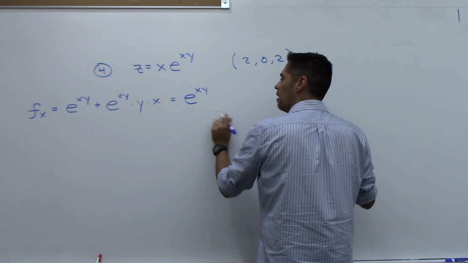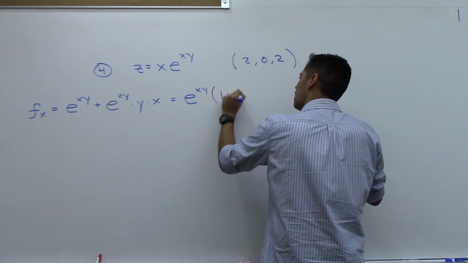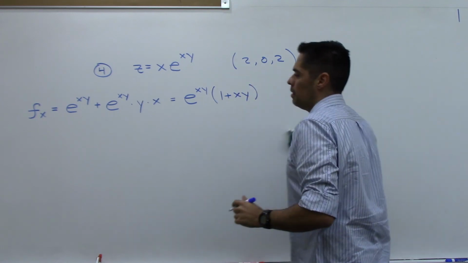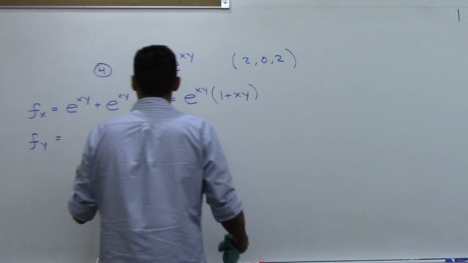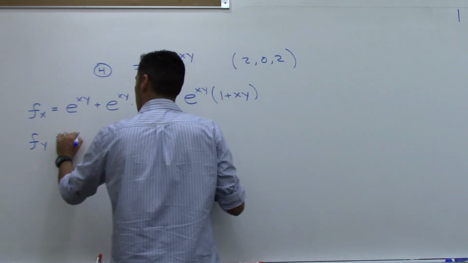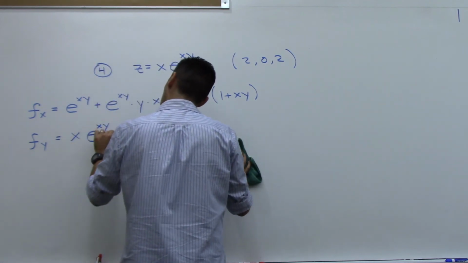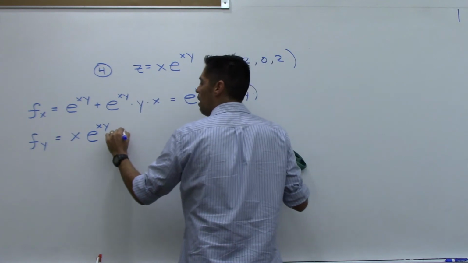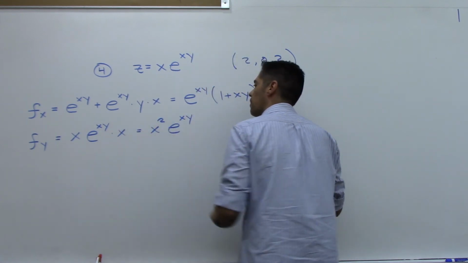Since they both have those, I'm going to factor one out. Be left with 1 plus xy. Now I'm going to do partial with respect to y. This time I don't need a product rule, because that's a constant. So it's x, now the derivative of e to the xy is itself, times the derivative of what's up here with respect to y, which gives you just x. So x squared e to the xy.